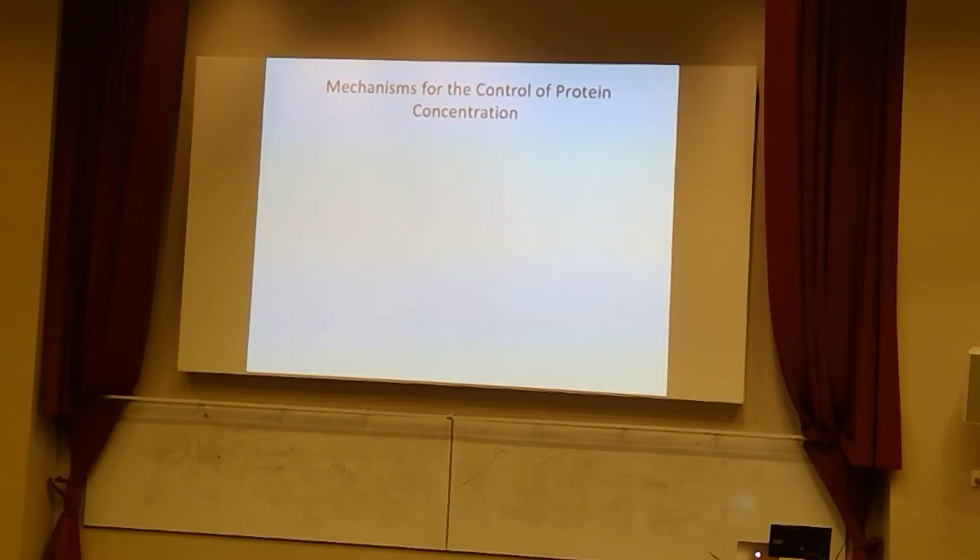Okay, so let's think about how the cell might be able to control levels of proteins. Okay, ubiquitination and proteasome-mediated degradation, we got that down. What else could the cell do to control protein levels?